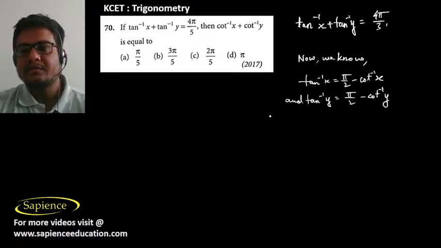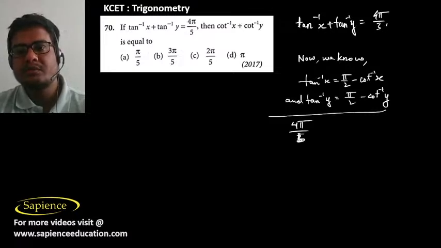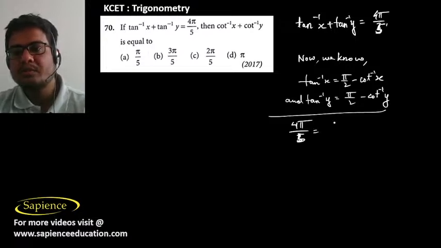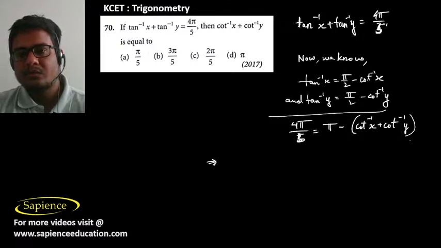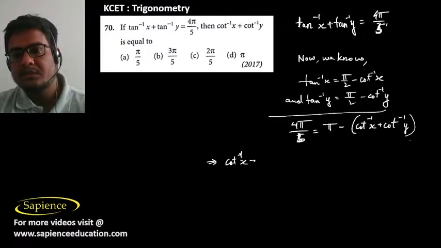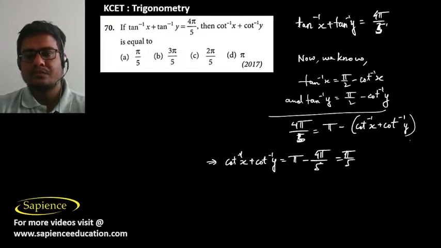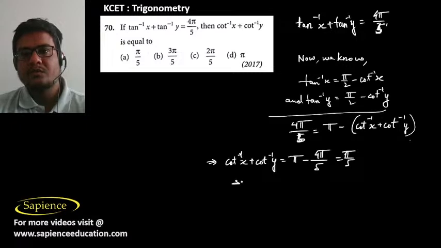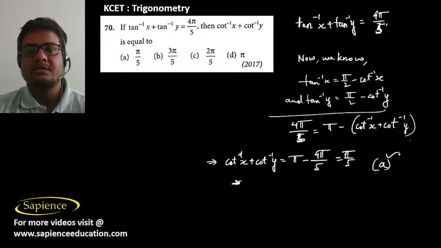So if we add them, then we get tan inverse x plus tan inverse y, which is 4 pi by 5, equal to pi by 2 plus pi by 2, which is pi, minus cot inverse x plus cot inverse y. So now cot inverse x plus cot inverse y will be equal to pi minus 4 pi by 5, that is pi by 5. So pi by 5 is the answer, means option A is the correct answer.